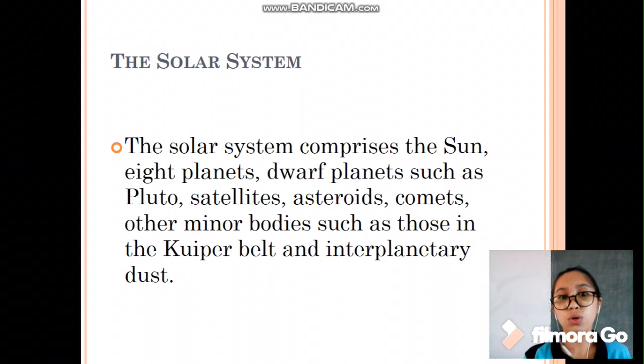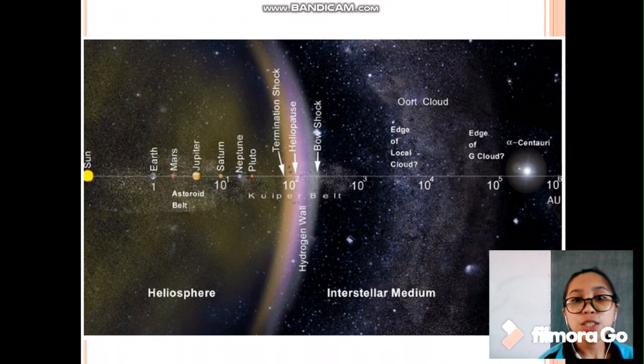Because Pluto is already considered as a dwarf planet. Okay? So this is your diagram for the solar system.